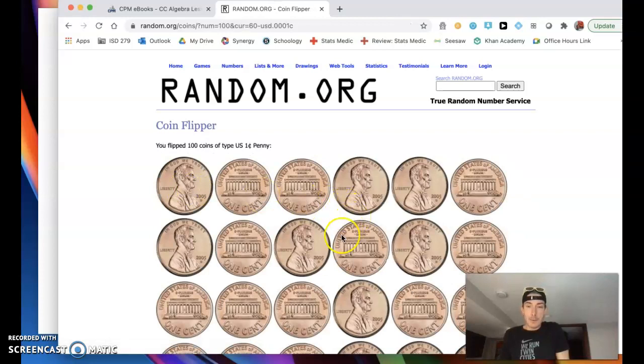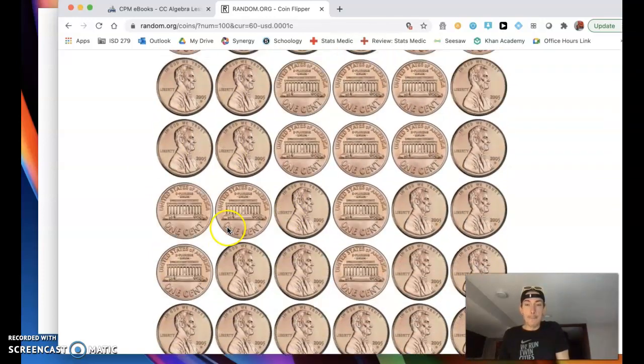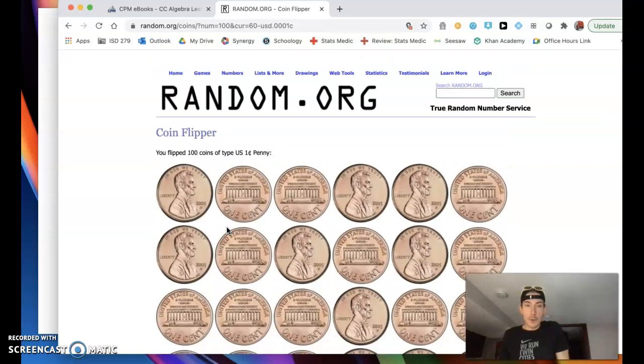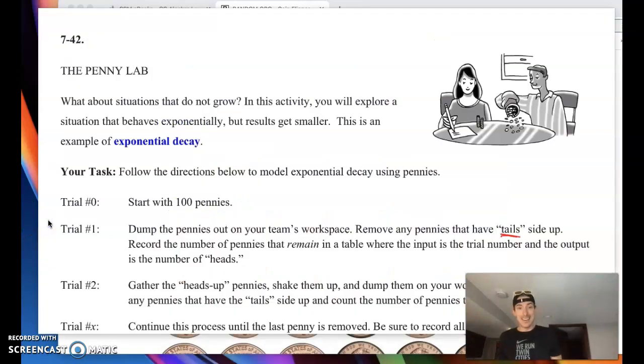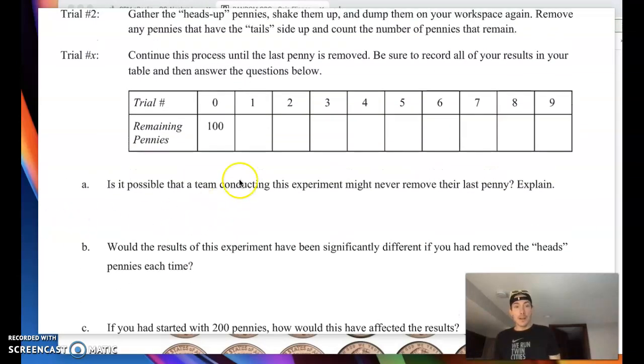Now, this is the part where I'm going to have to pause, and you're going to have to take my word for some of these, because look at all these. Heads, tails, tails, heads, heads, et cetera. And there's boatloads of them. You're going to have to take my word that I am going to do this counting, and I'm going to write my answers in our table. So, trial 0, we started with 100. After flip 1, or trial 1, how many do we have left? I'm going to pause the video. I'll let you know in just a second.